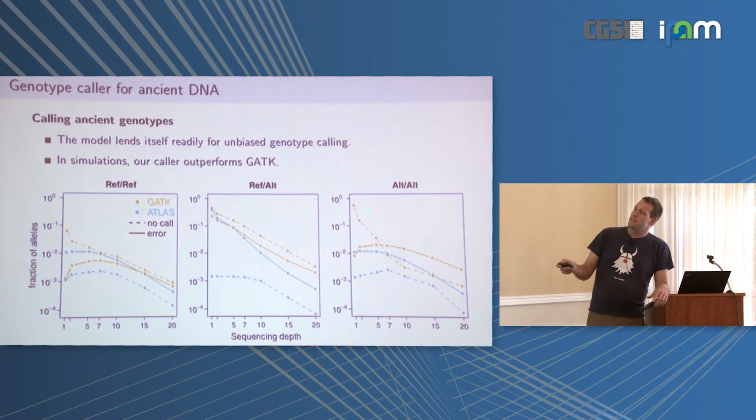In addition to that, GATK just does not emit a lot of the alternative calls. So like here it's up to more than 10%, right? If you have a sequencing depth of 1 or 2x, then at these sites GATK simply does not make a call at more than 10% of the sites if it's alternative. But if it's reference, it's much lower.